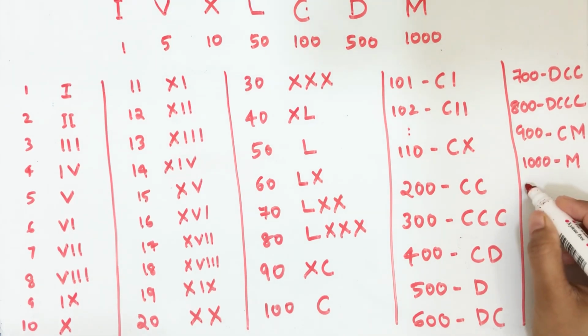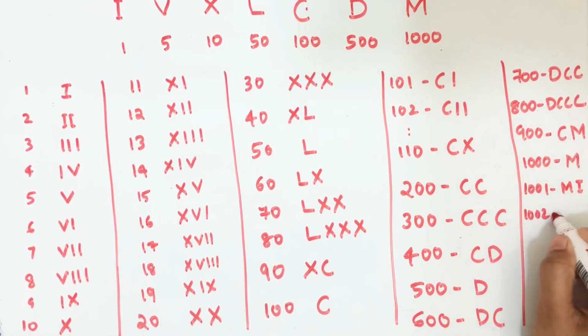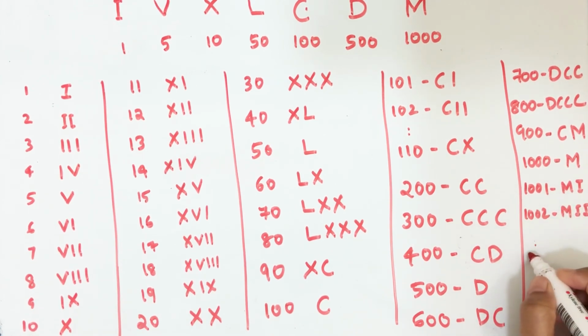How will you write 1001? 1001 is 1000 plus 1, that is MI. Like that 1002 is MI 2 times, 1000 plus 1 plus 1. Etc. Like that 1900. 1900 is 1000 plus 1000 minus 100. That is 1000 is M. 1000 minus 100, that is CM. And 2000 is 1000 plus 1000, that is MM.